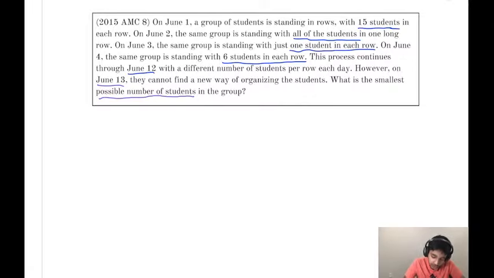So we can see here that, let's say the number of students is N. N will have to be a multiple of 15, because on one day there are 15 students in each row, and on another day there are 6 students in each row. So that means N will have to be a multiple of 15 and 6, or a multiple of the LCM of 15 and 6, which is 30. So N will have to be a multiple of 30.